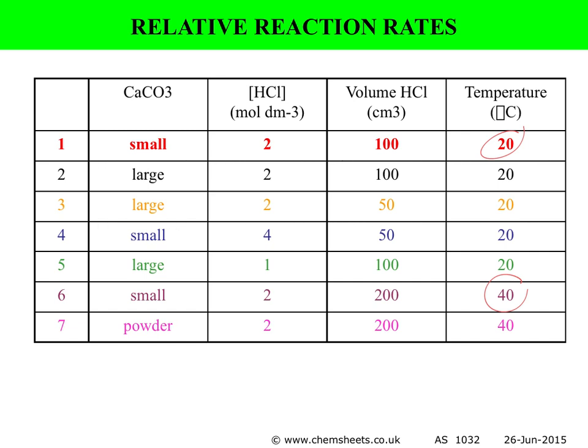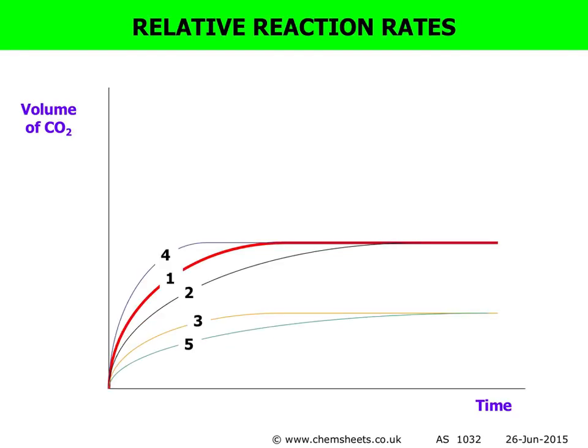And if we now consider curve 7 with curve 6, we'll notice that the calcium carbonate is in powder form compared to small pieces, so that means curve 7 will have a faster rate of reaction than curve 6. All the other factors are the same, temperature and concentration, so therefore curve 7 would have the fastest rate of reaction but the same endpoint as curve 6, and that is shown on the slide. So there's 5 at the bottom with a slower rate of reaction compared to curve 3 but the same endpoint.